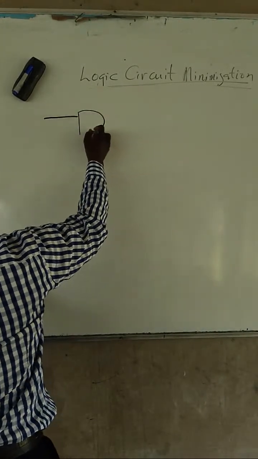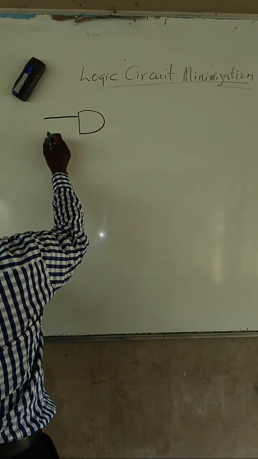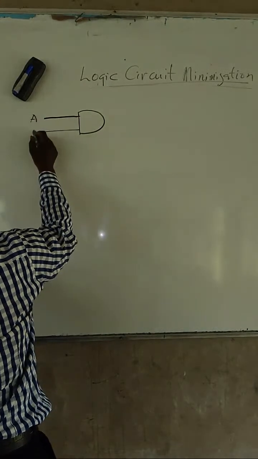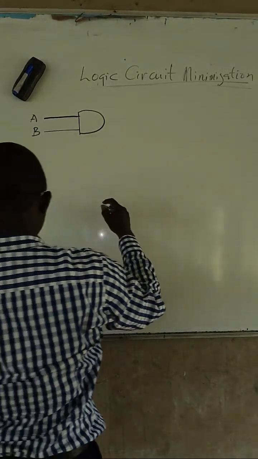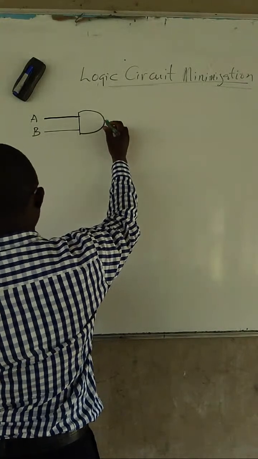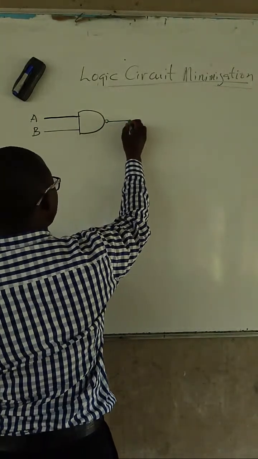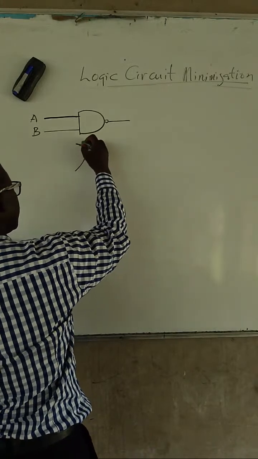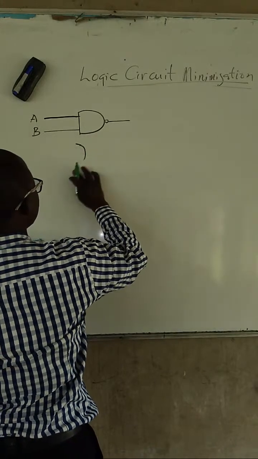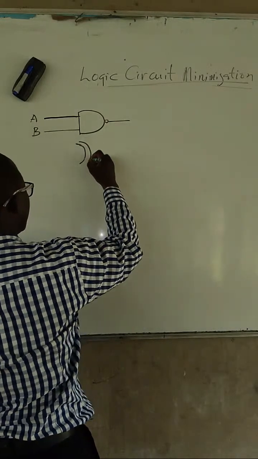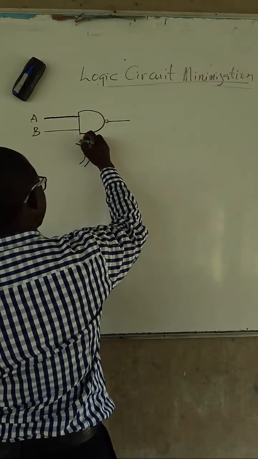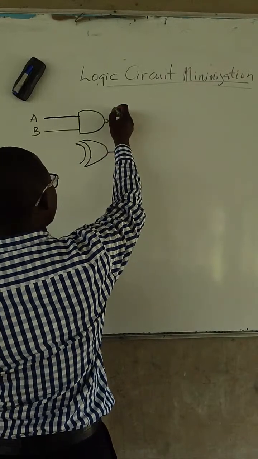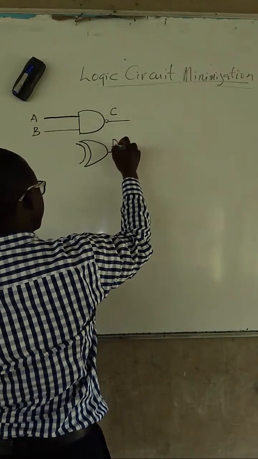This is an AND gate. We have A and B inputs. Now it's a NAND gate. Actually, the NAND gate goes out like that. Then we have another gate here. It is an XNOR gate. The output of this is C and the output of this is D.